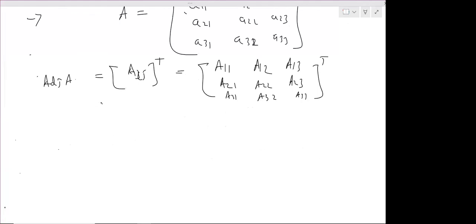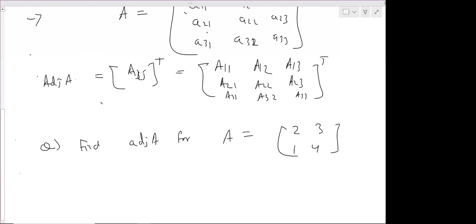Solve this question. Find the adjoint for A equals 2, 3, 1. Okay? It is a very simple question.